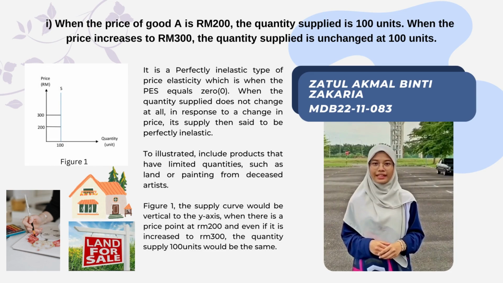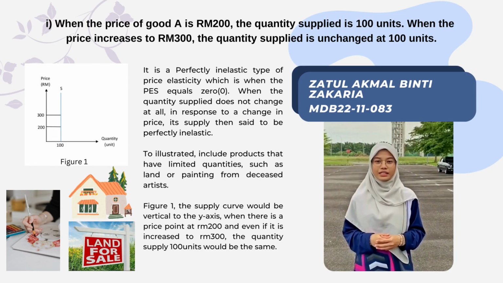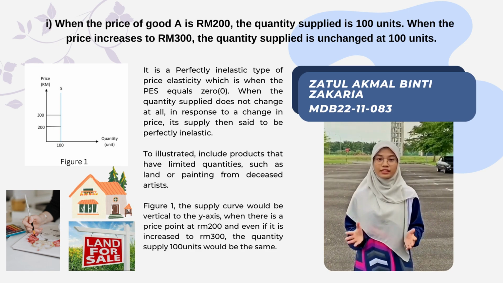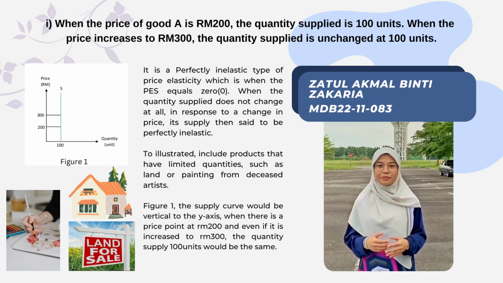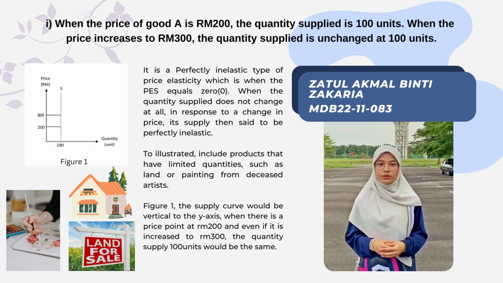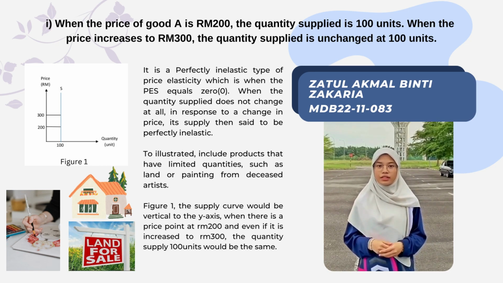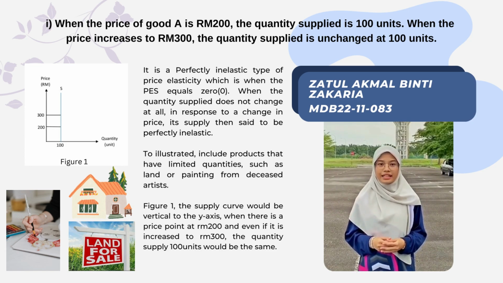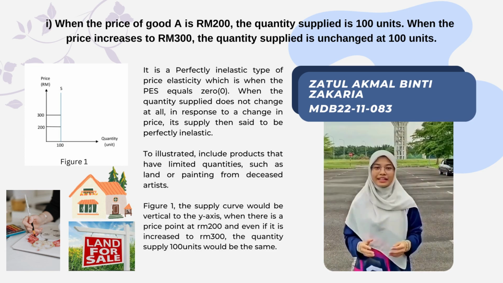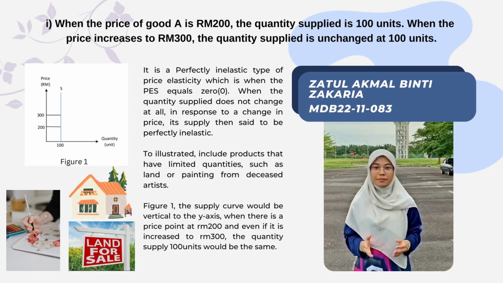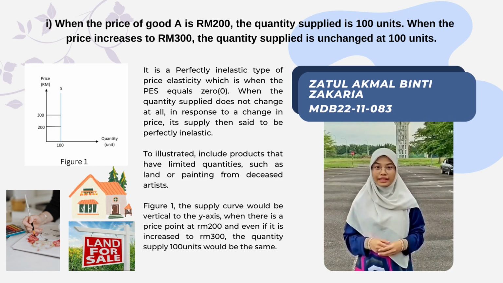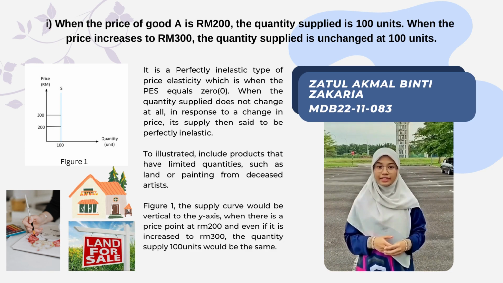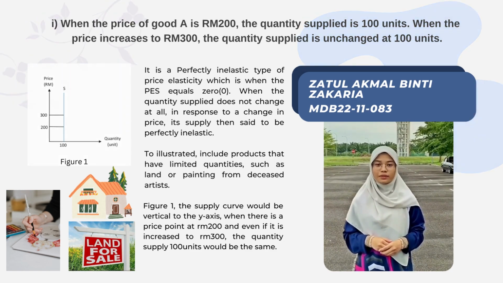When the price of good A is 200 ringgit, the quantity supply is 100 unit. When the price increases to 300 ringgit, the quantity supply is unchanged at 100 unit. Therefore, it is a perfectly inelastic type of price elasticity, which is when the PES equals 0. When the quantity supply does not change at all in response to a change in price, its supply is said to be perfectly inelastic. If you look at the graph in figure 1, the supply curve would be vertical to the y-axis. When the price point is at 200 ringgit and even if it is increased to 300 ringgit, the quantity supply of 100 unit will be the same.